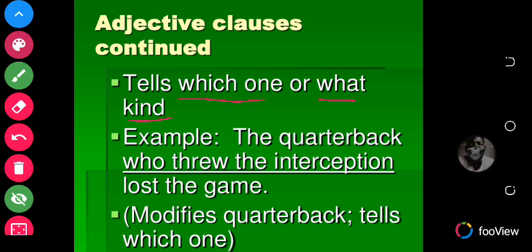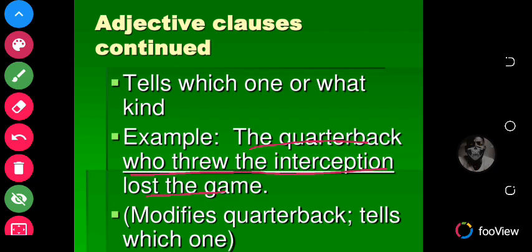An example is: the quarterback who threw the interception lost the game. Here the adjectival clause is who threw the interception. And what does it do? It tells us more about the quarterback who lost the game. So it gives us more information. That's why it's an adjectival clause.